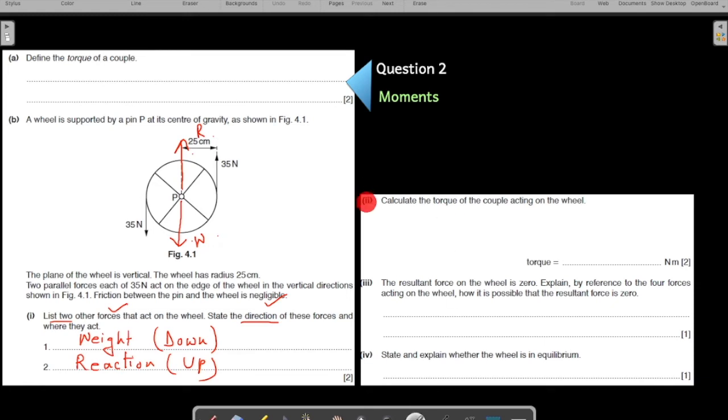So second part, calculate the torque of the couple acting on the wheel. So what is the formula for the torque that you mentioned here? Just apply it here. So how much is the torque? One of the forces, 35, multiplied by the distance between them. How much is the distance? 2 times the radius. 2 times 0.25.